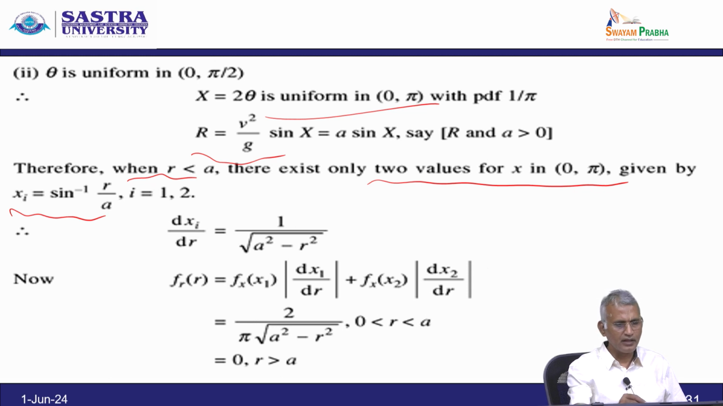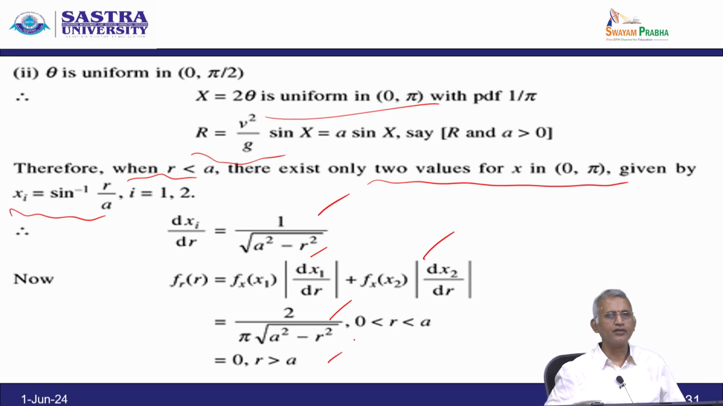So, differentiate this, x1 by dr and x2 by dr, so that we have 1 by root of a square minus r square, and substitute both fX of x1 and fX of x2, so that we have 2 by pi into root of a square minus r square. If r is equal to a, then it becomes 0. If r lies between 0 to a, these are the corresponding values.